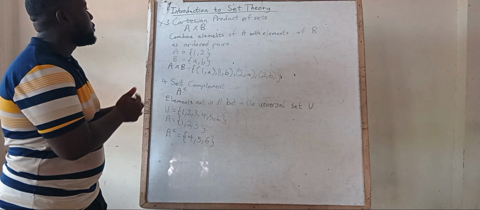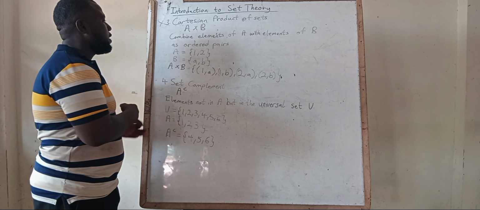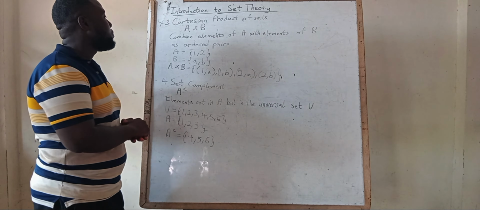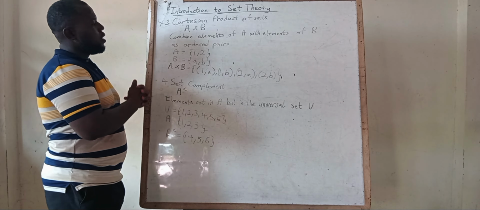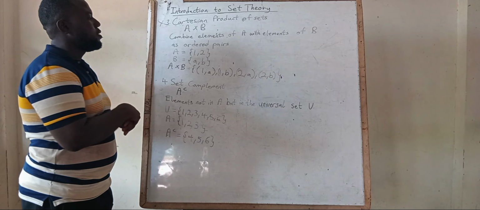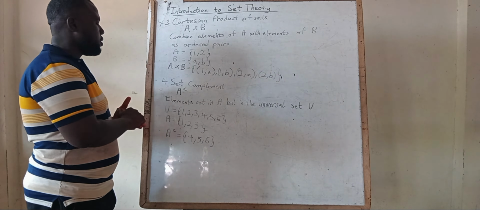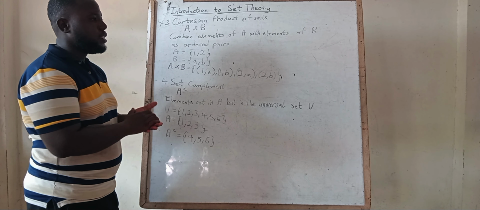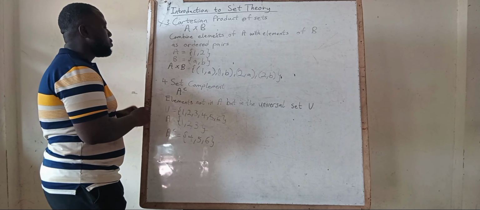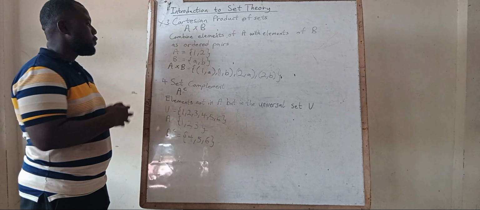Point three: Cartesian product of sets. If you see something like A times B, it means the Cartesian product involving set A and set B. We combine the elements in set A with the elements in set B. There is an example where A has elements 1 and 2 and B has elements a and b.